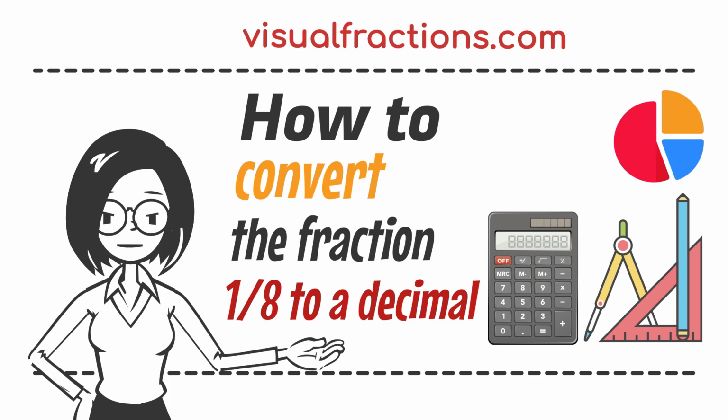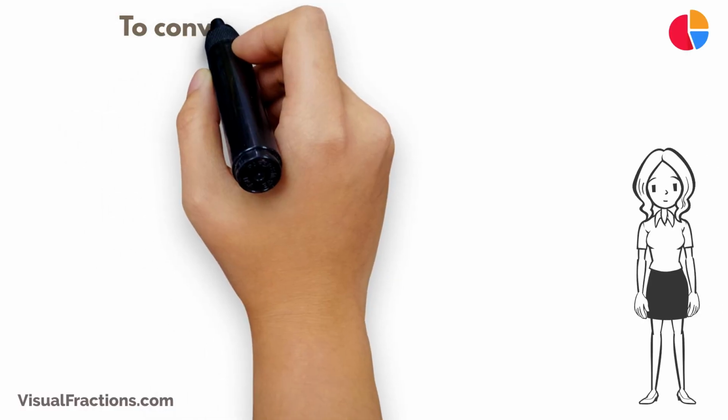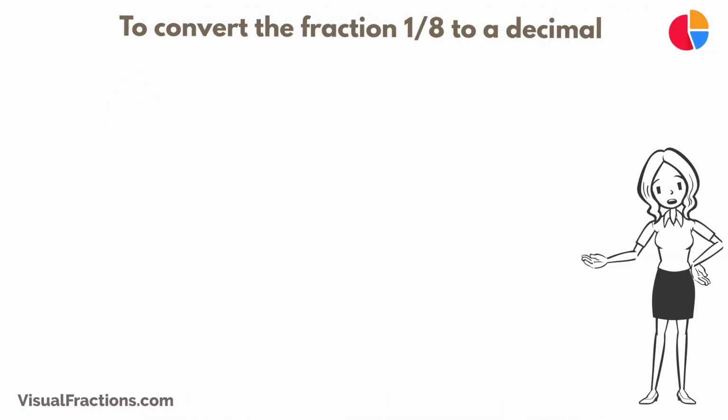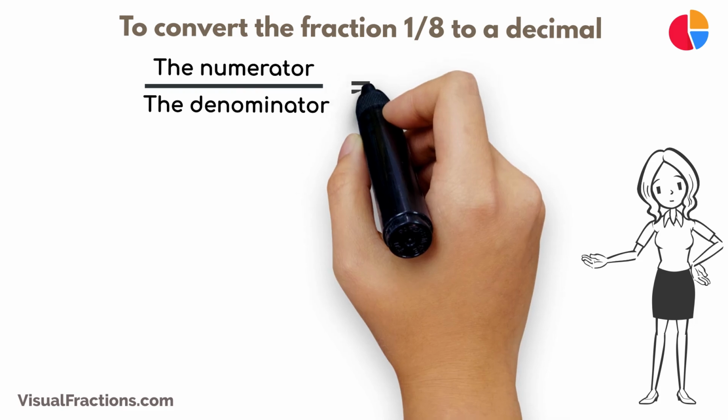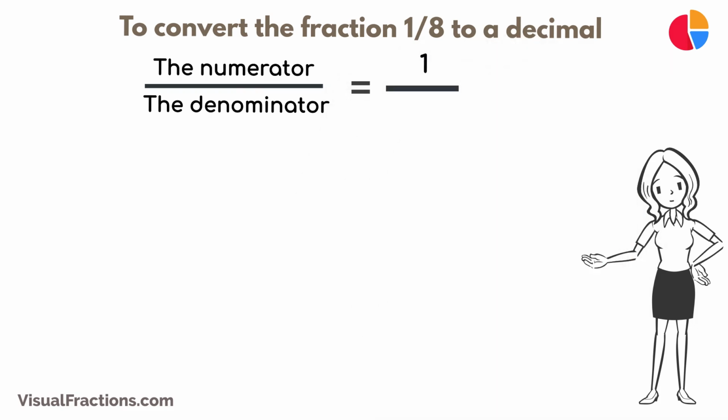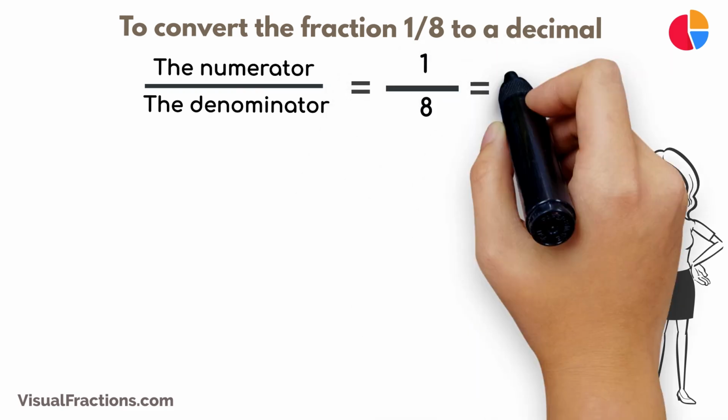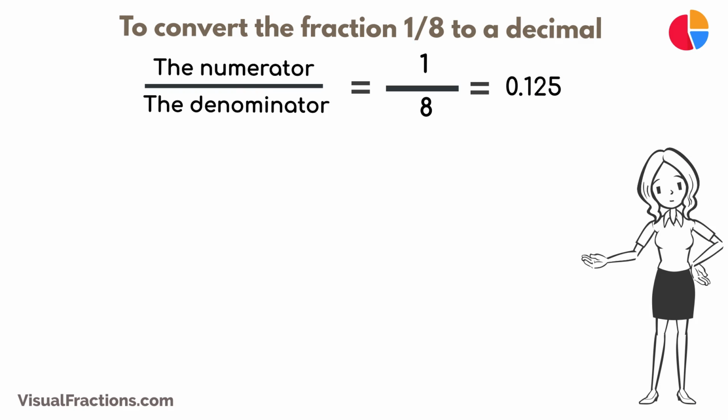Today, we're going to explore how to convert the fraction 1/8 to a decimal. To convert the fraction 1/8 to a decimal, all we need to do is divide the numerator, the top number, by the denominator, the bottom number. So, we simply divide 1 by 8. The answer we get is 0.125.